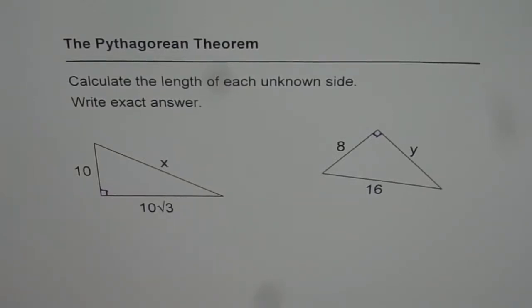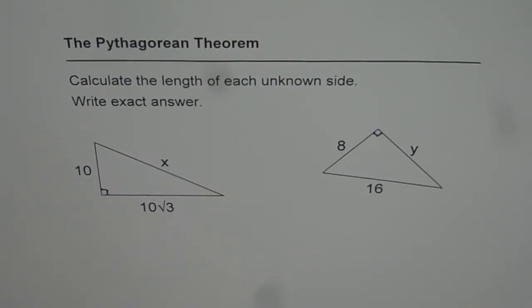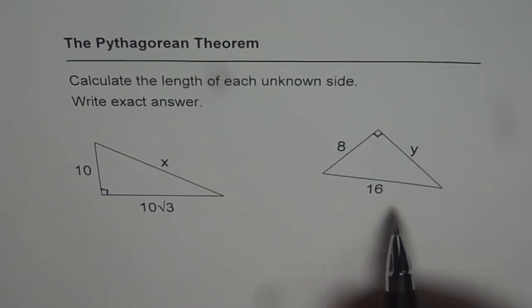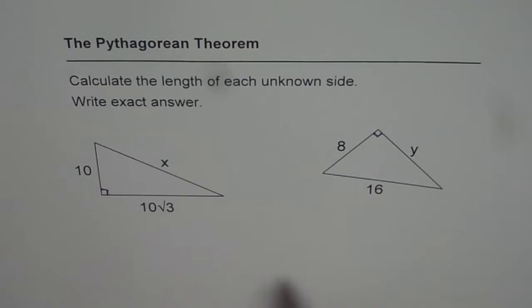Let us solve some more triangles with the help of Pythagorean theorem. Calculate the length of each unknown side. Write exact answer. Now we have two triangles here, both are right triangles, so we can use Pythagorean theorem. I'll do one for you, next one I'll leave for you to do.